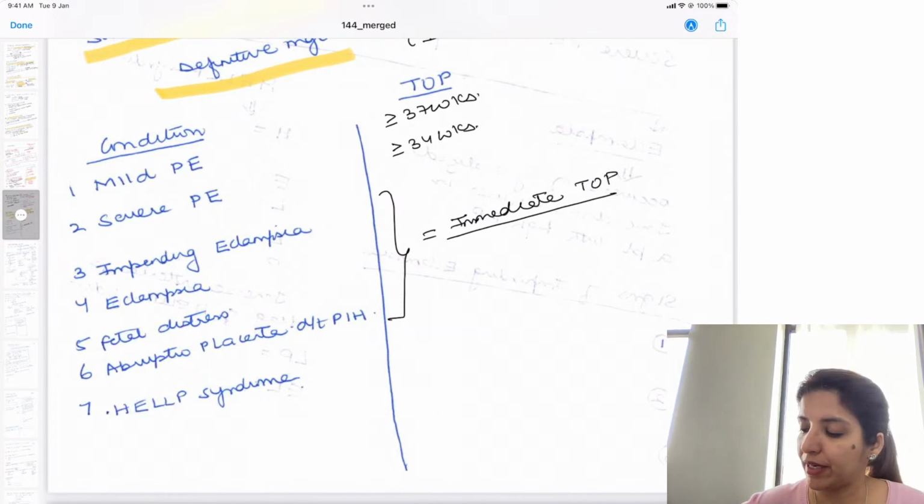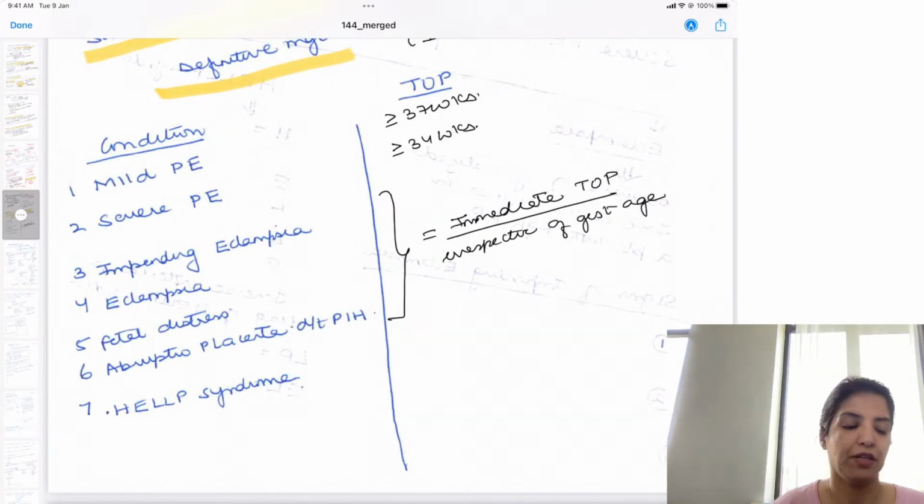Immediate termination of pregnancy irrespective of gestational age. Irrespective of gestational age.